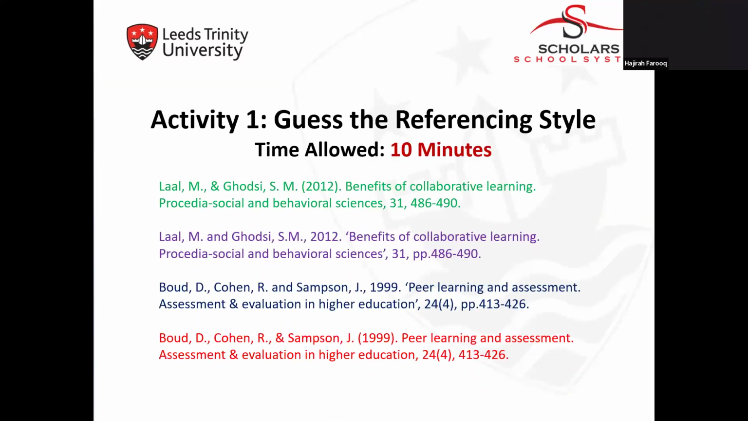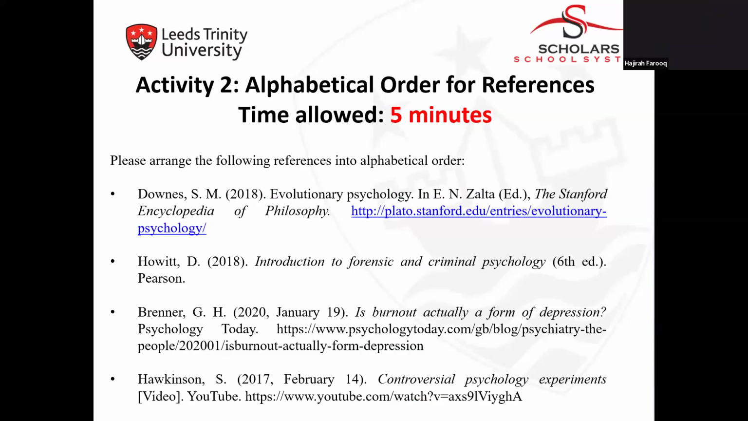Then we had a little activity where the students were supposed to guess the referencing style. They were given four different referencing styles in different colors, and they were supposed to analyze and guess which one was Harvard, which one was APA, and so on and so forth. And then there was another activity where the students were supposed to arrange the references in alphabetical order.